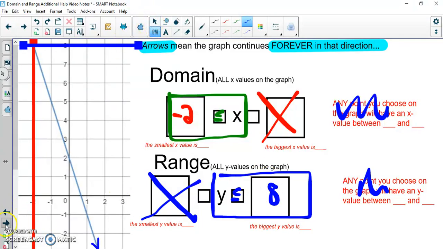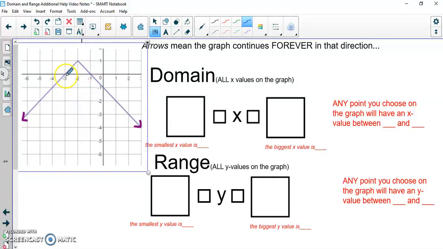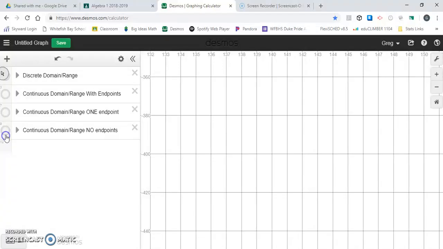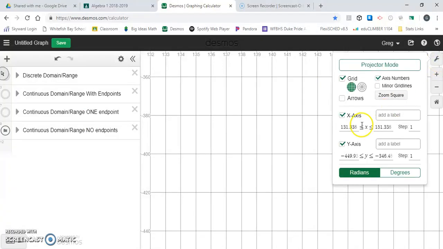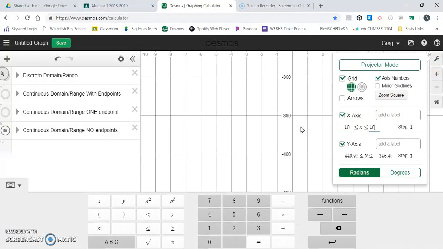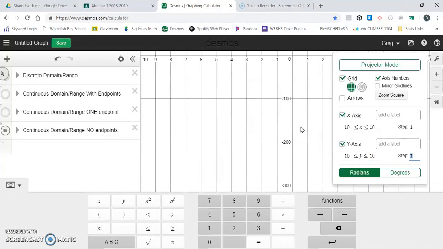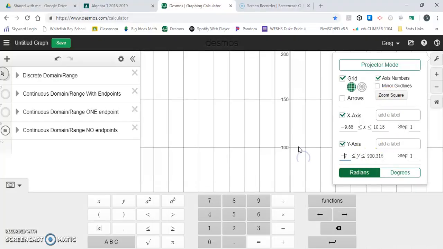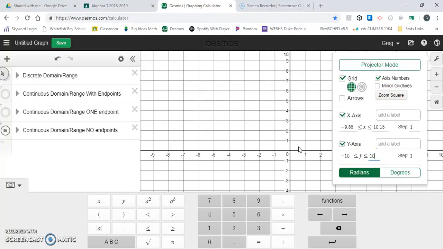Now moving on to this last example. This last example, we can see arrows on both sides. So let's go look at the graph here a little more specifically. I'm going to reset the standard viewing window from negative 10 to 10. Negative 10 to 10.